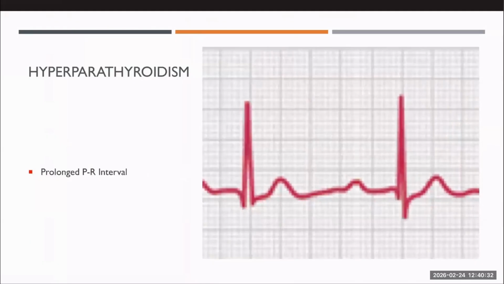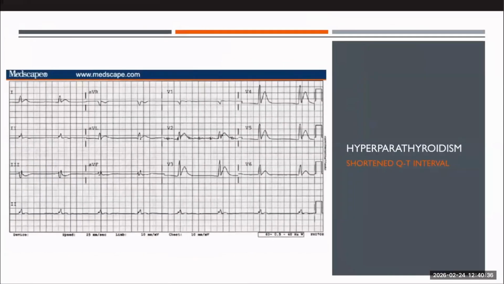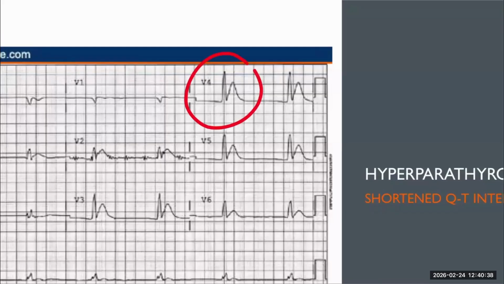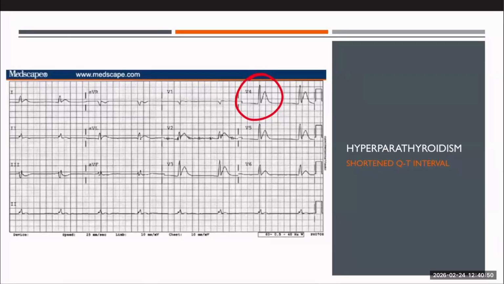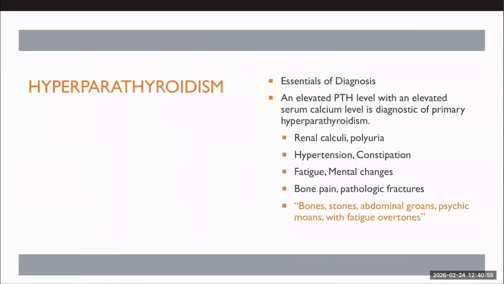So here is your prolonged PR interval and our shortened QT. So prolonged PR and shortened QT are seen with hypercalcemia. When you're studying hypoparathyroidism, the symptoms are the opposite. We'll get to that in a second. So essentials of diagnosis: elevated PTH and high calcium is usually going to mean, yes, you have hyperparathyroidism.